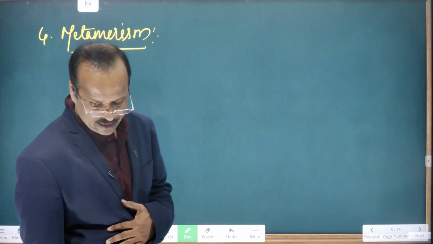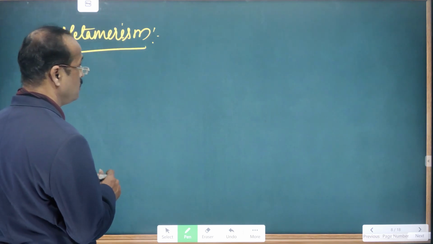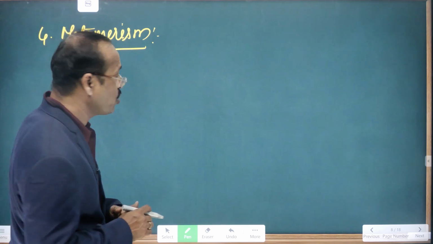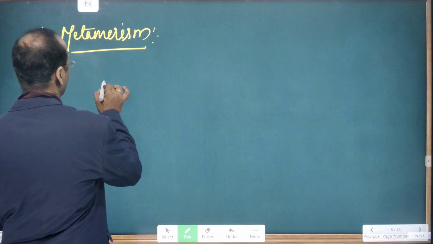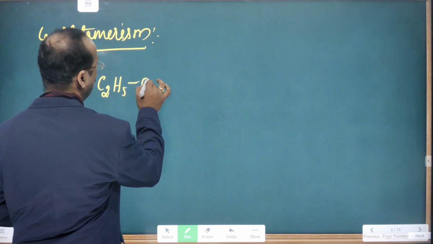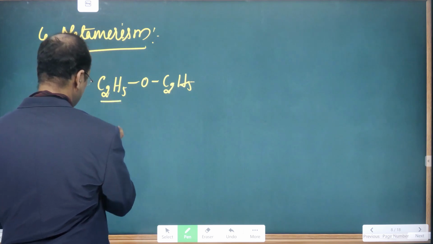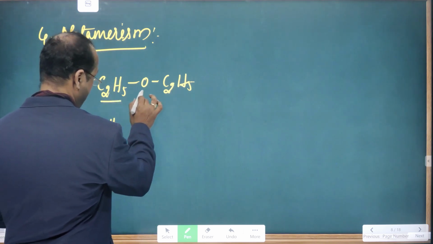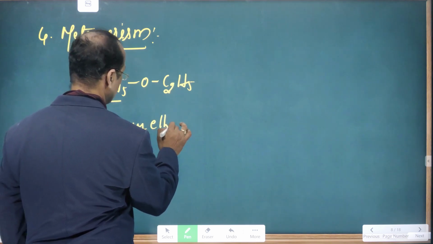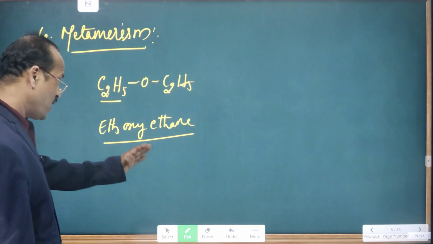Let us see an example now, and you can understand. For example, I will take ethoxyethane. So I can write it like this: C2H5O, C2H5. Here 2 carbons are there, so this is called eth. Here oxygen is there, oxy, and 2 carbons, ethane. So the name of this one is ethoxyethane.